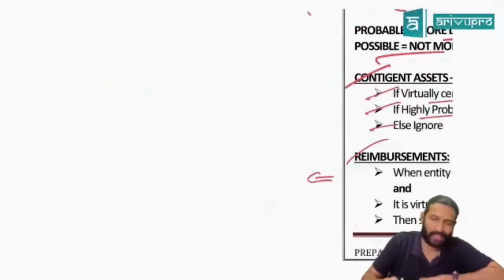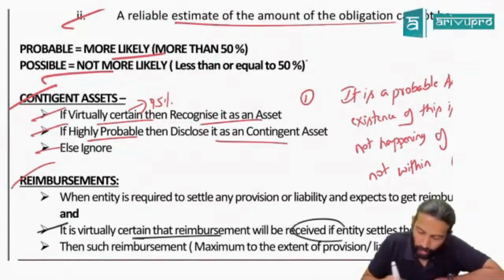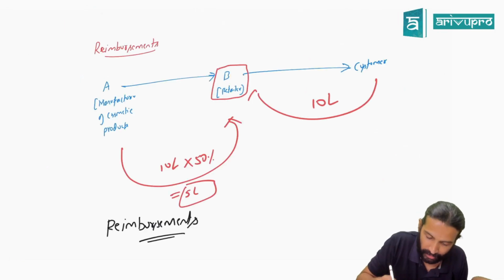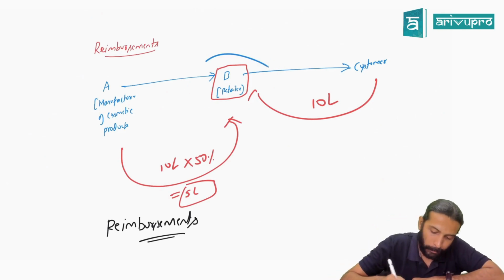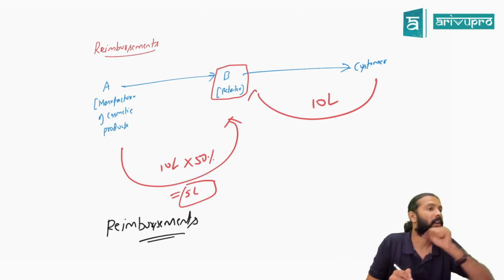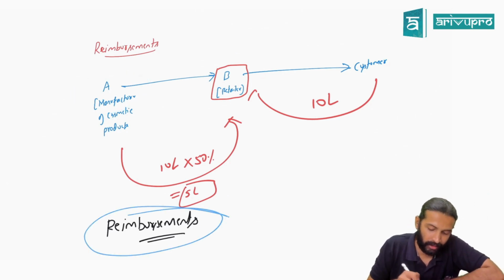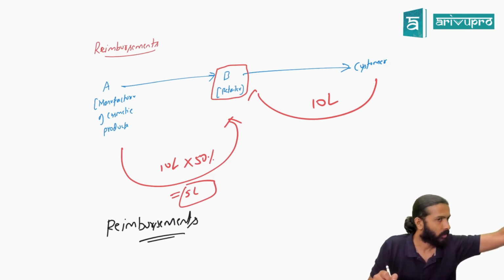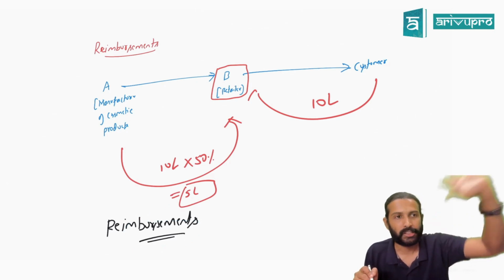Second, what the standard says is reimbursement should be recognized only if it is virtually certain that you will receive it. Here, in this example, B Limited must be virtually certain, meaning there is more than 95% chance that B Limited will be able to recover this 5 lakh rupees from A Limited. Only then will they recognize reimbursement as a separate asset. Are you okay? This is the point. So you can recognize reimbursement provided it is virtually certain.